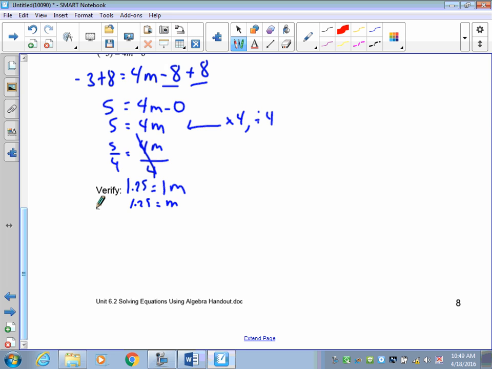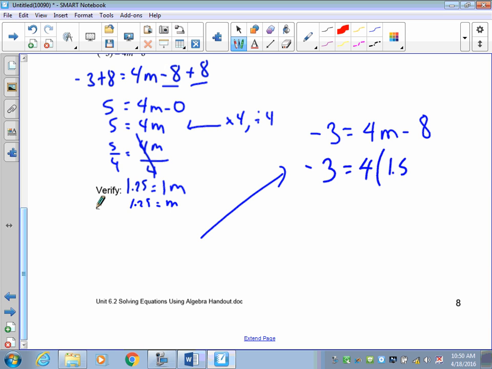Now to verify it, let's go back to our equation. We said negative 3, I'll move over here so I have some room. Negative 3 is equal to 4m, take away 8. So we know that we want the m to be 1.25. Okay, so negative 3. 4 times 1.25 is 5. And 5 take away 8 is actually negative 3. So we know we did it correctly.